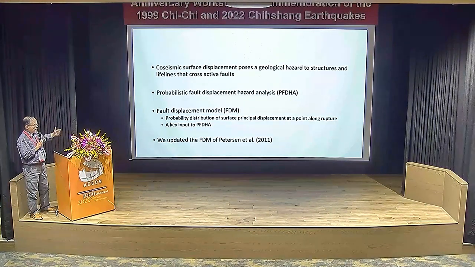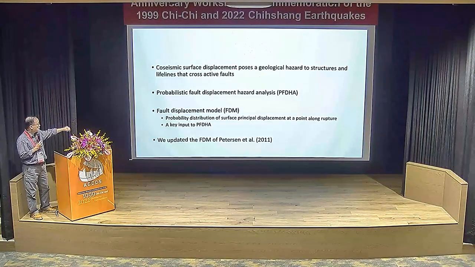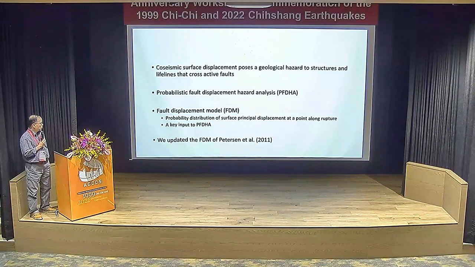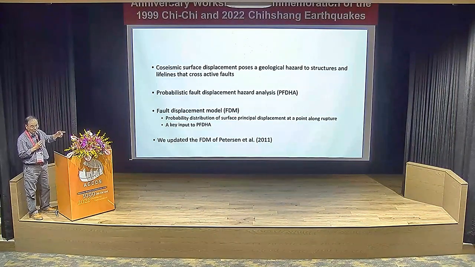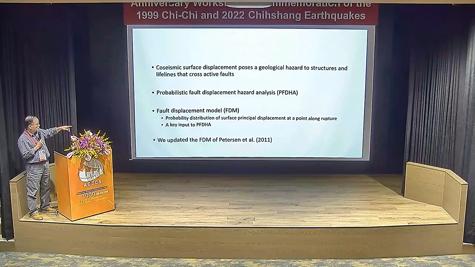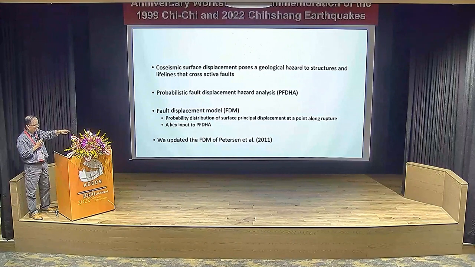Co-seismic surface displacement poses a geologic hazard to structures and lifelines that cross active faults. We typically use probabilistic methods to assess the potential amount of fault displacement in future earthquakes. One of the main inputs of that hazard analysis is the fault displacement model. That is a model that describes the probability distribution of surface principal displacement. Remember, it's principal displacement. It doesn't involve distributed displacement, and it's the probability at a point along the rupture.